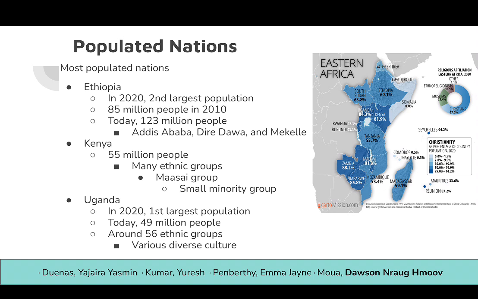In Kenya, there are 55 million people today. And in that nation, there are many ethnic groups. One, for example, is the Maasai group, which is a small minority group. However, although they are small, they stand out because of the amount of jewelry they have on.